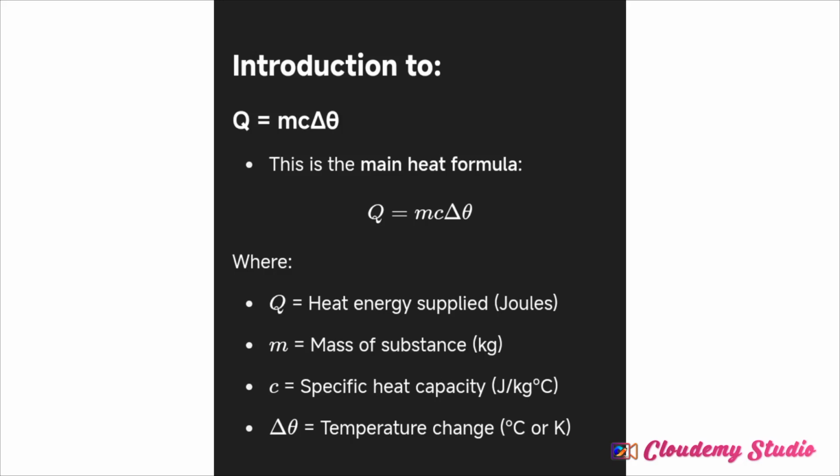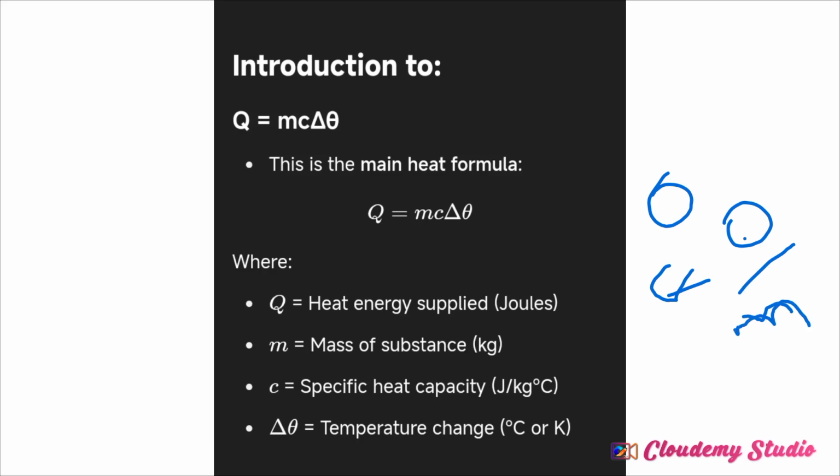So let's move into the heat formula. We already gave the formula for this one: specific heat capacity C is Q over what? Q over M change in theta. So Q is equals to MC change in theta. They've given you that it is supplied in joules.